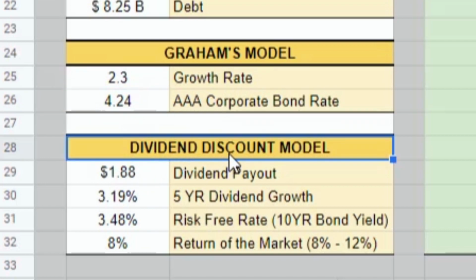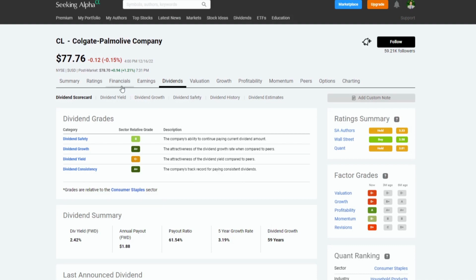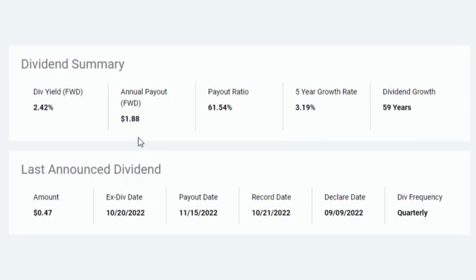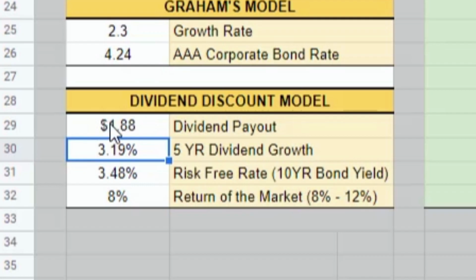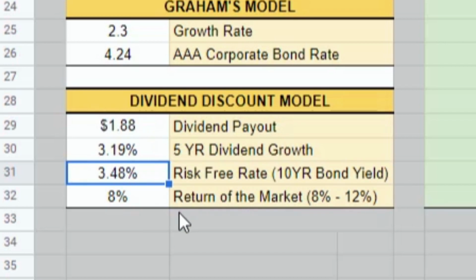Coming down to the dividend discount model, the dividend payout and the 5-year dividend growth. You can find that easily over on Seeking Alpha again under their dividends tab and their dividend scorecard. The annual payout is expected to be about $1.88 with a 5-year dividend growth rate of 3.19%. So we take those two numbers and put them into the calculator. The risk-free rate is the 10-year bond yield. You can find that on Google, 3.48%, and the expected return of the market is around 8%.